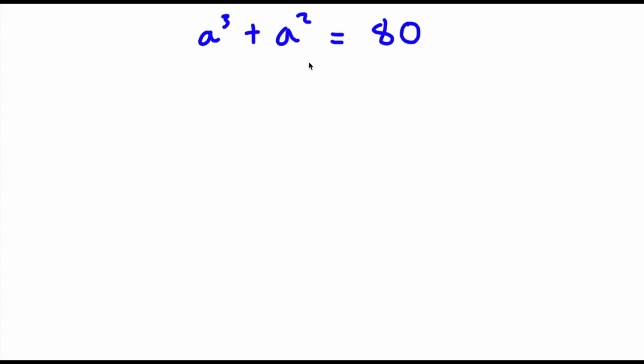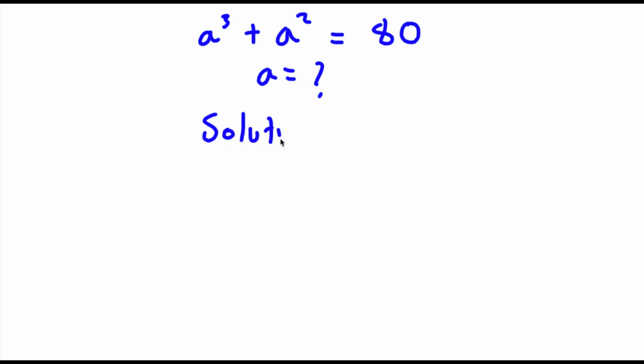In today's video, I'm going to be teaching you guys how to solve this Olympiad math equation. So we have a to the power of 3 plus a squared is equal to 80. And we want to find the value of a.